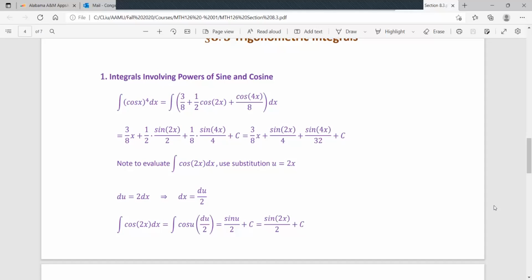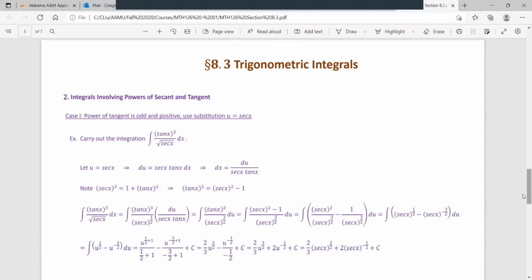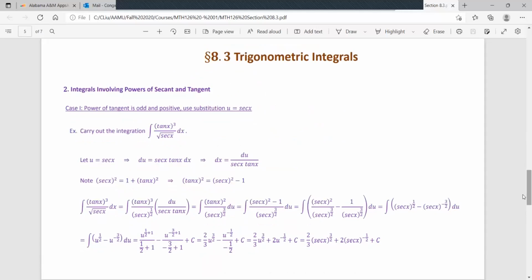All right. So that's the integrals involving powers of sine and cosine. Okay. So the second category, we talk about integrals involving powers of secant and tangent. And we still have different cases in this category. Case 1 is the power of tangent is odd and positive. Okay. The power of tangent is odd and positive.